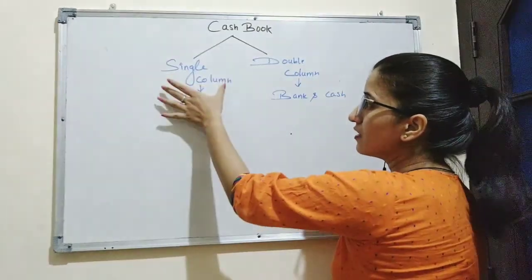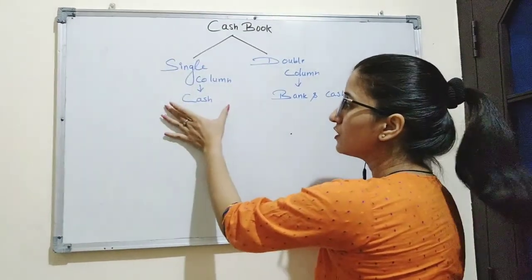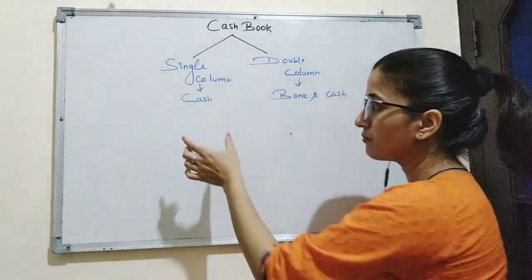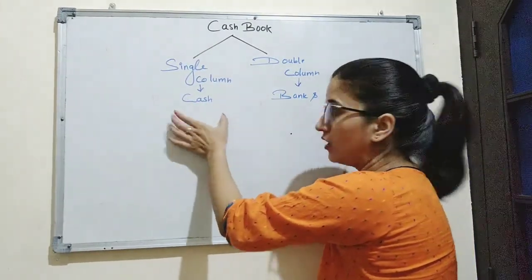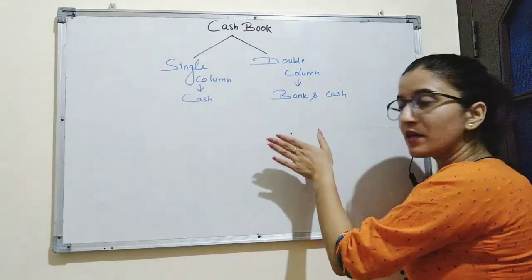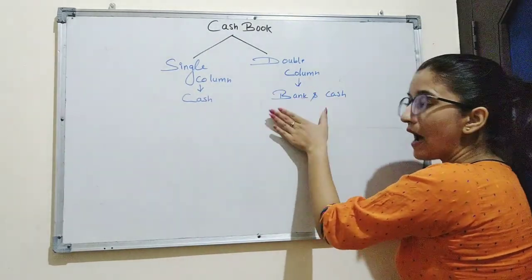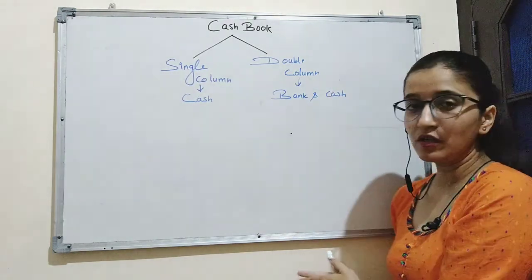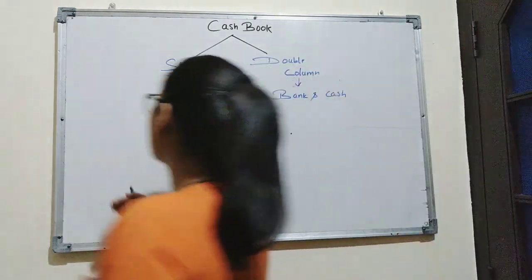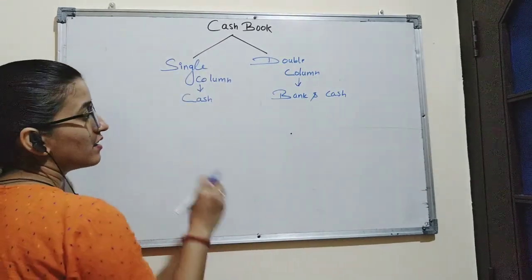As we know, in single column we only record the transactions related to cash. That means there will be only one column open, which will be the cash column. Second is double column cash book. Here we will open a bank as well as a cash column. Now in double column cash book, there is an important point in the opening balance of bank.